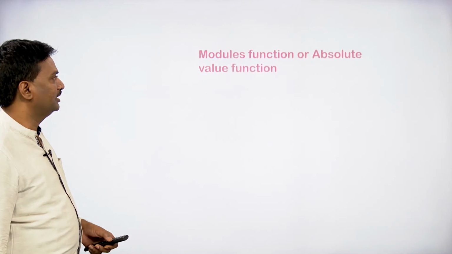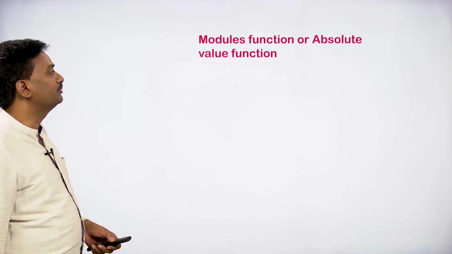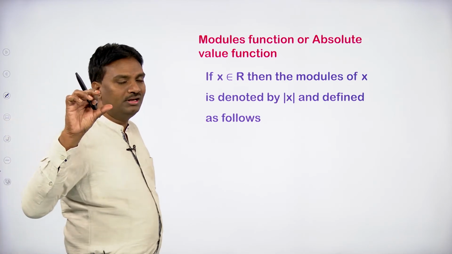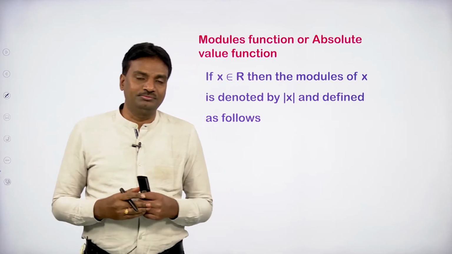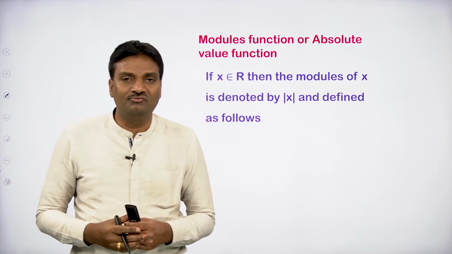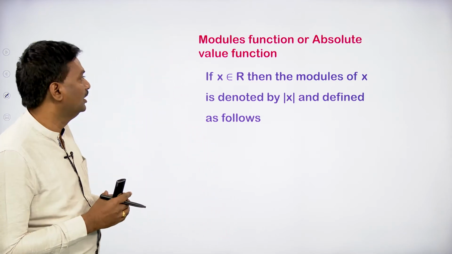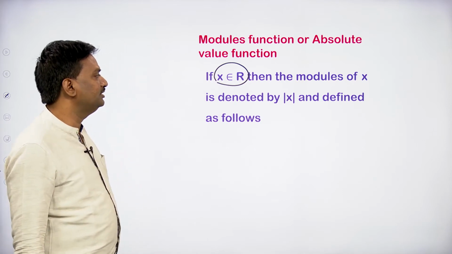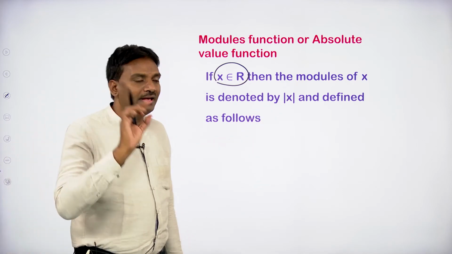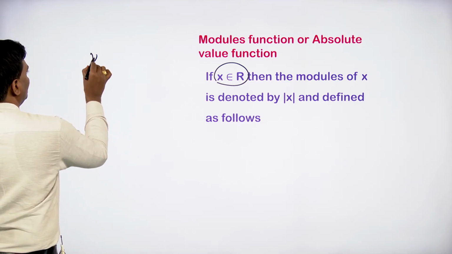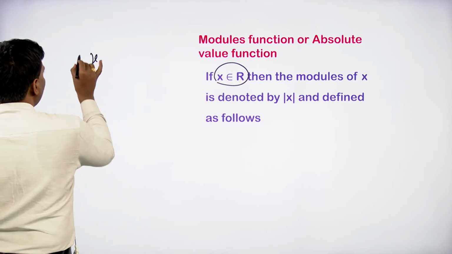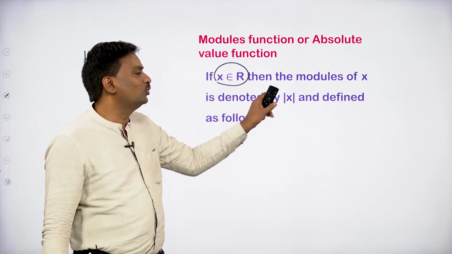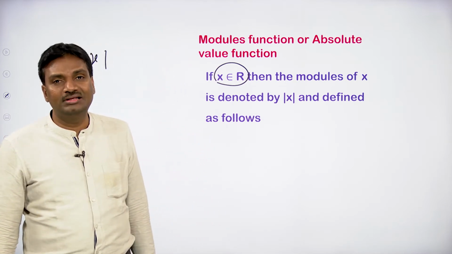Next, let us discuss the modulus function, or absolute value function. This is a most important definition. We can use modulus in the remaining chapters and in the remaining subjects also. First, let us discuss what the modulus is. If x is any real number, then the modulus of x is denoted like this: take x and take two lines on both sides of x. By taking two lines on both sides of x, you get an expression, and that expression is the representation of the modulus of x.